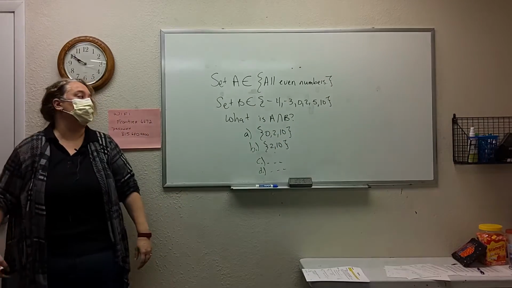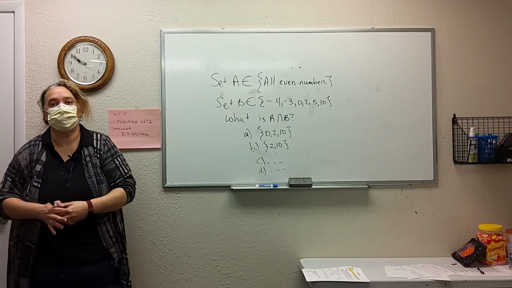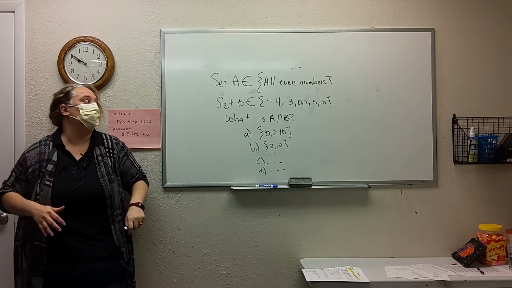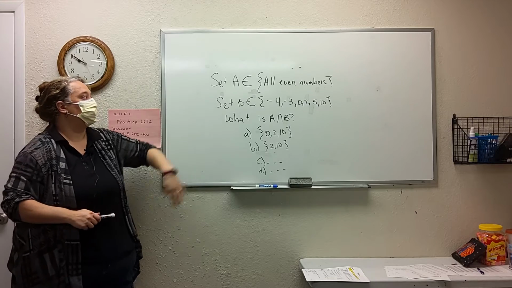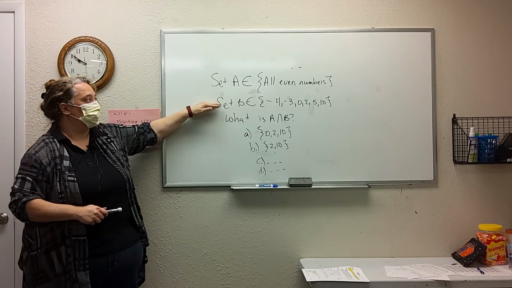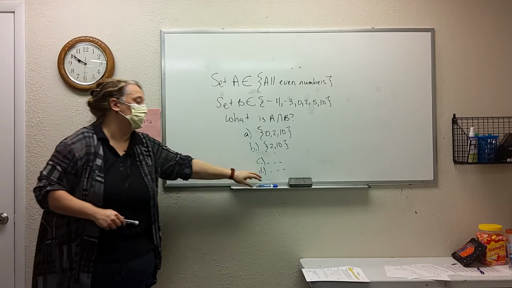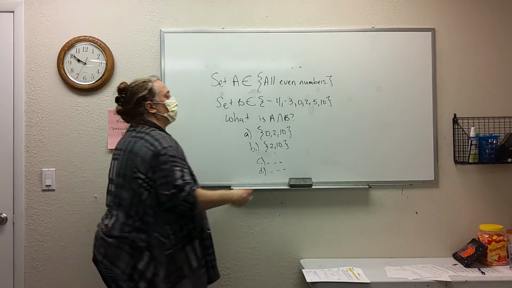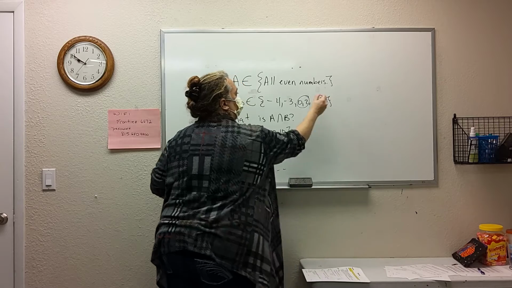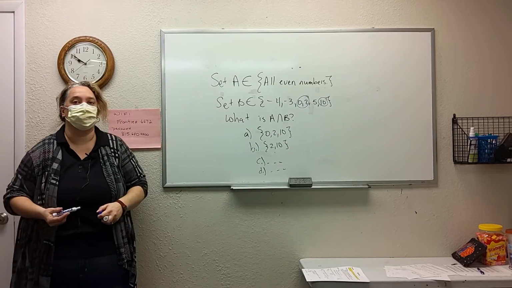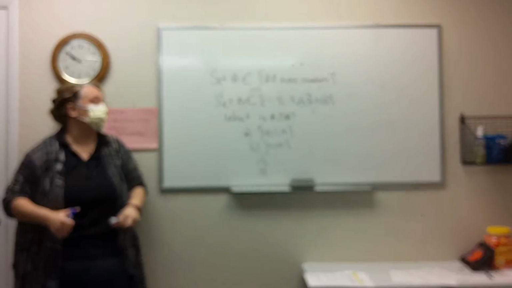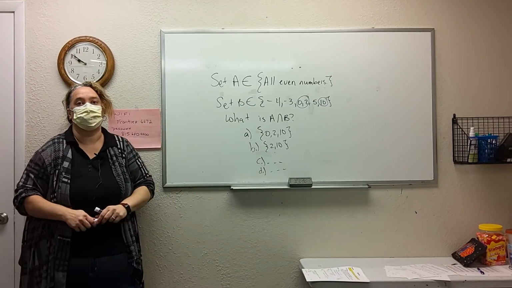So the upside down U means intersect. An intersection of two sets means where they overlap. Where are they the same? Okay. So if I'm looking for all my even numbers that are also in set B, again, if I know that 0 is an even number, then I know I have to have 0, 2, and 10. Those are my even numbers that are also in set B. Negatives don't count as evens. So 0, 2, and 10. So my answer choice has to be A.